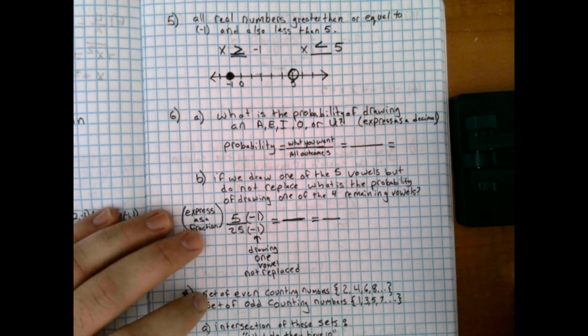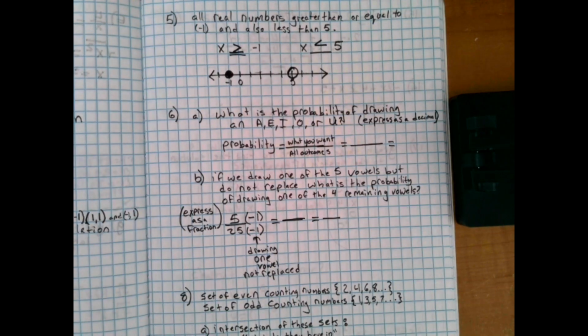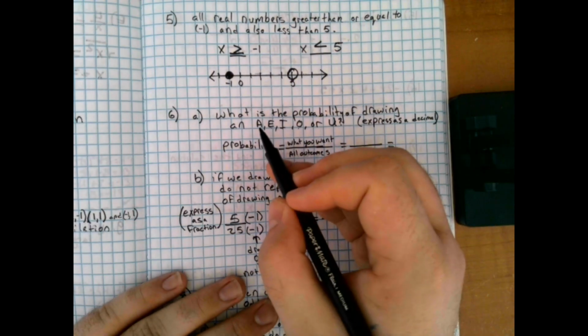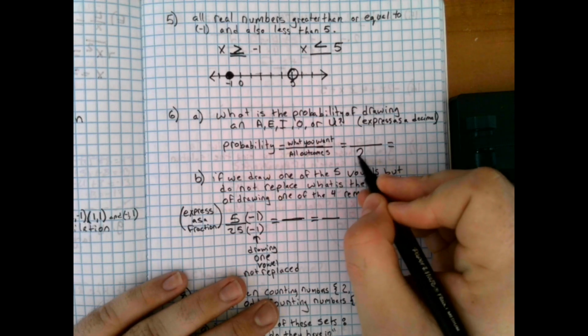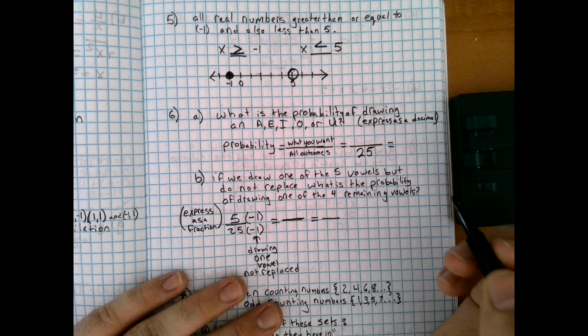For question number 6, what is the probability of drawing an A, E, I, O, or U expressed as a decimal? Now, the question before it gave this prompt said that you're drawing from a deck of alphabet cards that doesn't have an X. Now, usually the alphabet has 26 letters, but if we take out the X, it only has 25. So all we need to do is count up what we want and put it over what we have. Now, we have 25 cards left. There are 26 in the alphabet minus the X that's not there.